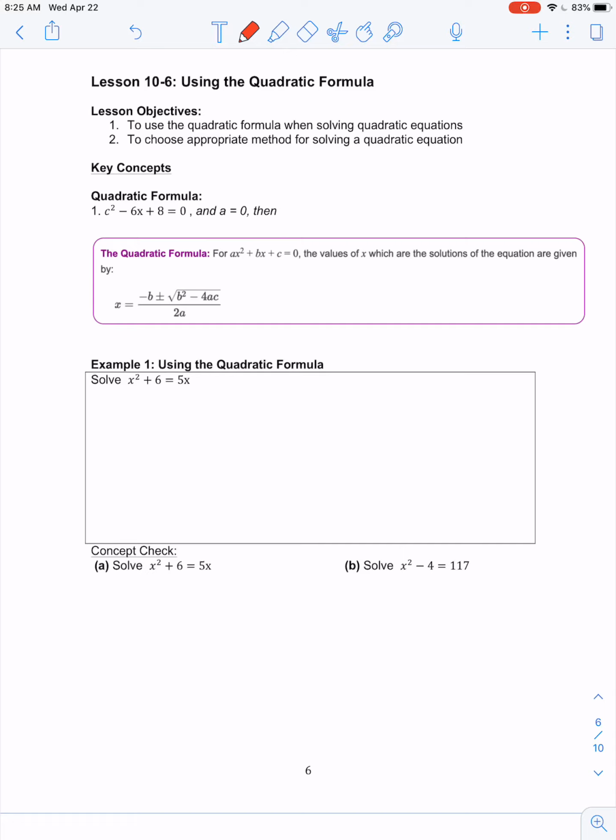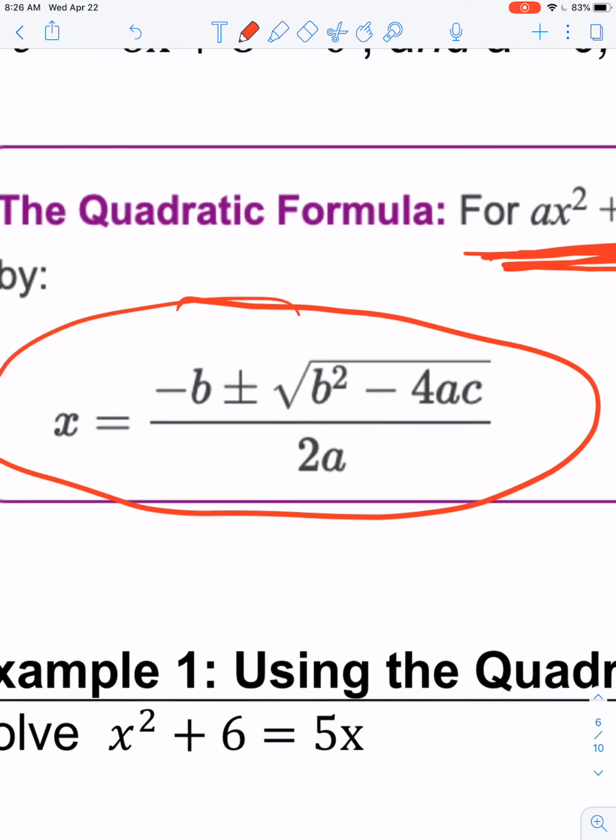So what is the quadratic formula? Well, this is a formula you're going to have to know and memorize in the next couple of weeks. The quadratic formula essentially states that if ax squared plus bx plus c equals 0, so what we've been working with already, the values of x, which are the solutions of the equation, are given by x equals negative b plus or minus the square root of b squared minus 4ac over 2a. So take a mental screenshot of this formula, write it down on a note card.